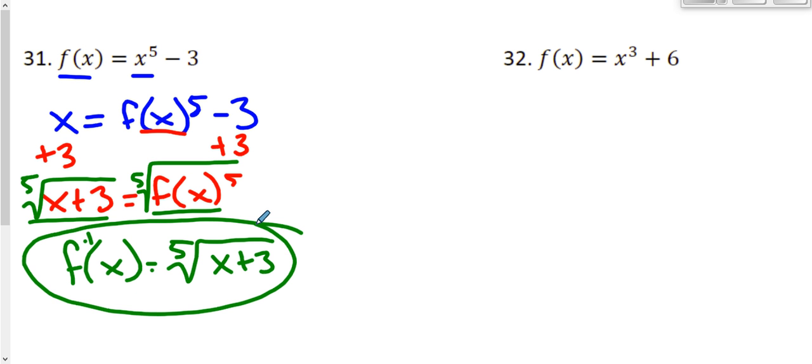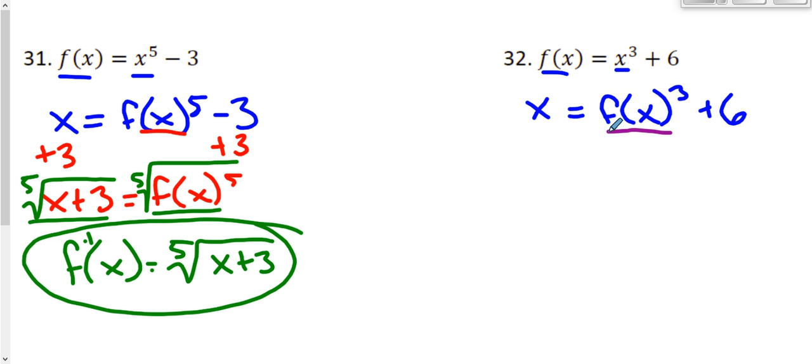Let's go ahead and find the inverse of question 32 now. Again, my first step should be to switch my input and my output. So I'm going to write the x on the outside, and I'm going to write the f of x inside where the x used to be. Now that I've done that, I'm almost finished. I just have to unwrap that f of x, so we can start by subtracting 6 from both sides.